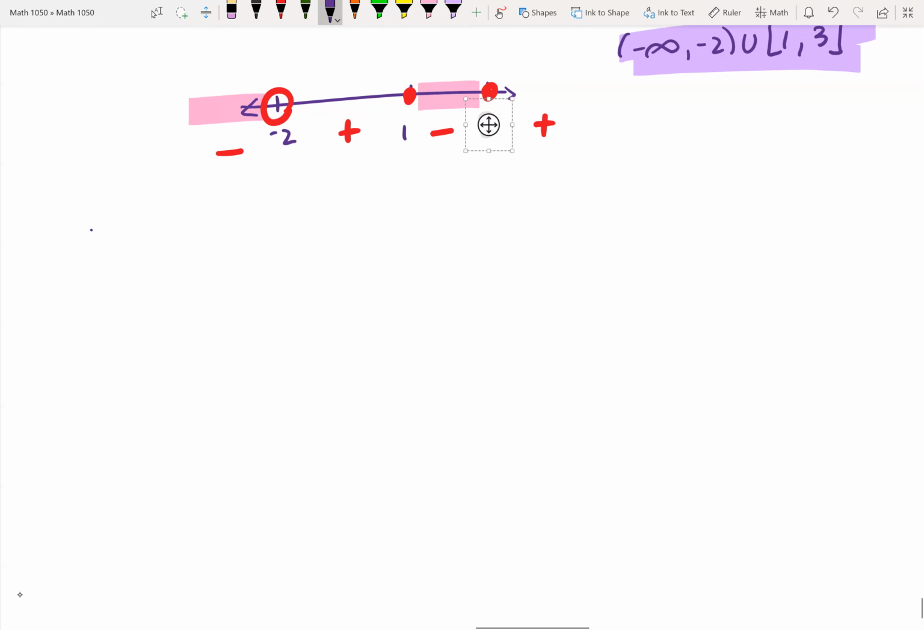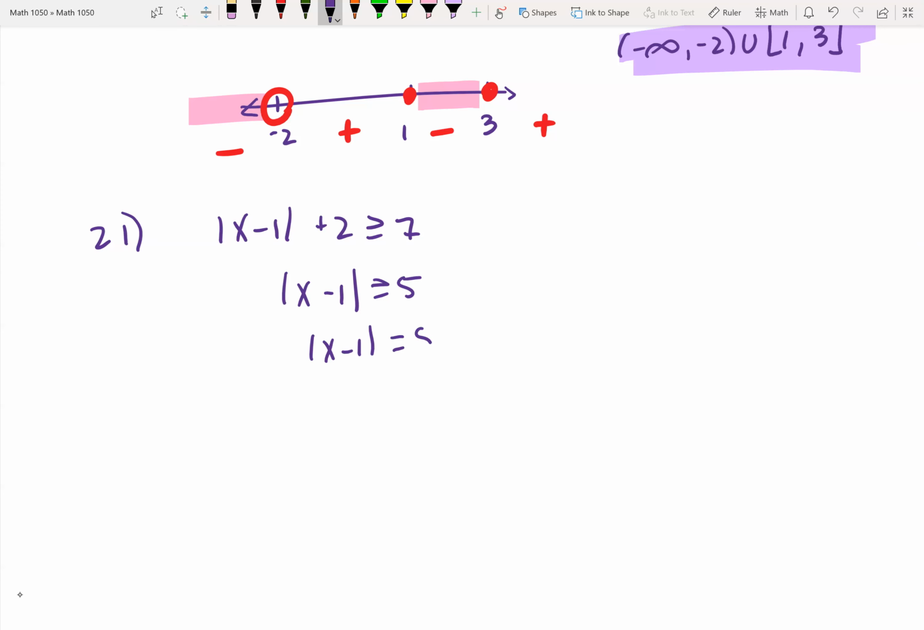Okay, number 21, which is the correct first step. These correct first step ones are really so nice. So the 2 comes over and becomes a negative. So I have the absolute value of x minus 1 is greater than or equal to 5. The next step is turn it into an equal sign. The next step is to split it. Some of you are not remembering to write it as an equal sign, so be careful. 1 comes over, you get x equals 6. 1 comes over, you get x equals negative 4.